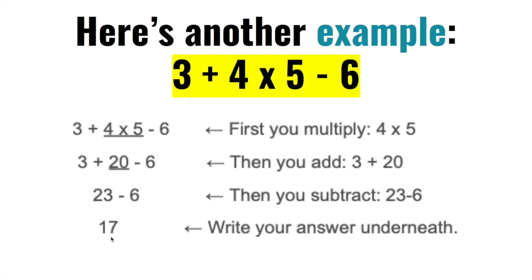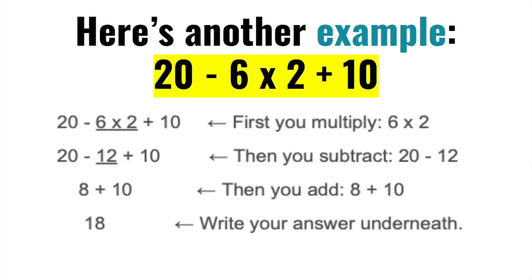Let's try another one. 20 minus 6 times 2 plus 10. Here we have 1, 2, 3 operations. We have subtraction, multiplication, and addition. Remember that we multiply and divide before we add and subtract, so that multiplication of 6 times 2 is going to come first. So we are not using 20 minus. We'll bring that down to the next line. 6 times 2 gives us 12, and we will bring down plus 10 to the next line.